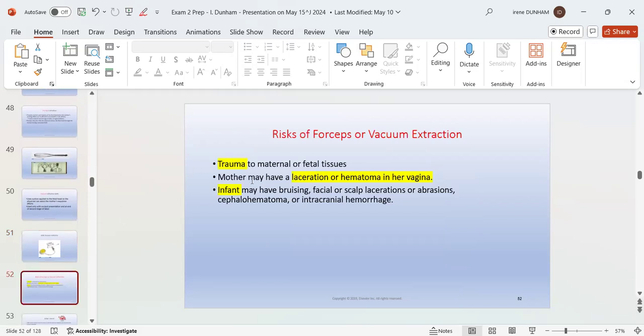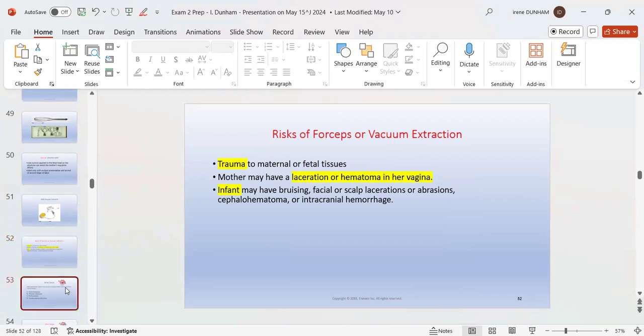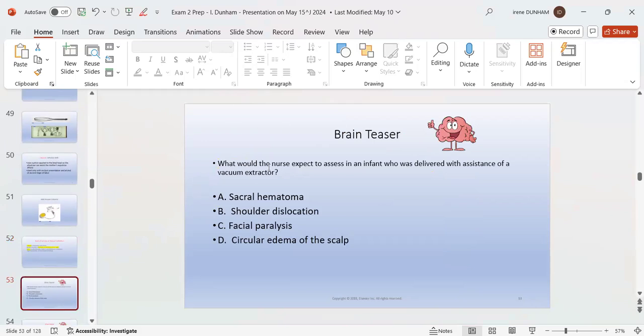Again, this trauma can happen to her tissue or the fetus. And the biggest one is a hematoma in her vagina. Usually around the vulva area, you get a collection of blood, and it's very, very painful. Okay, so what would the nurse expect to assess in an infant who was delivered with the assistance of a vacuum extractor? Which one?